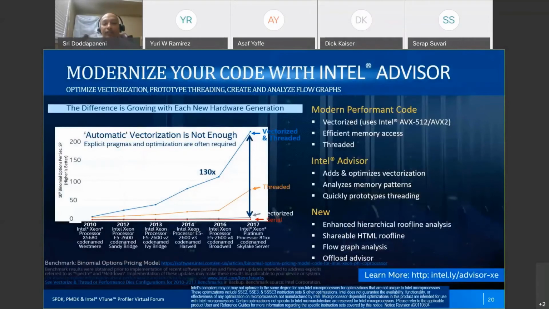So think of it, if you have serial code, this is what you get on modern hardware, right? This goes back a little bit to old data, but I think the picture would be even more stark with the newer architectures. If you only vectorized, you get only a little benefit. If you only threaded, you get a little bit. But if you did both, you are getting a huge benefit, right? In this particular example, we were showing 130 times the serial version. That's the power of this multiplicative effect that you would see by really paying attention to all the performance vectors.